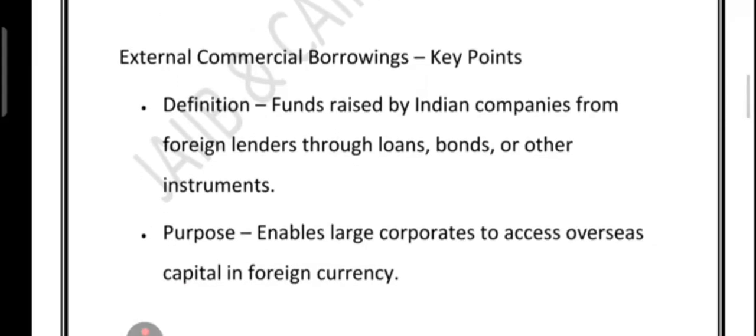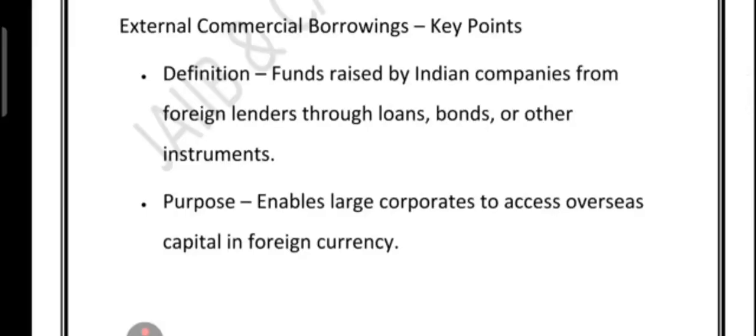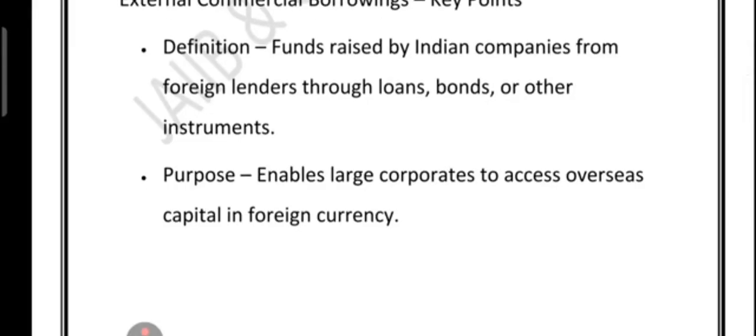That is called external commercial borrowing. It means when an Indian company borrows money from a foreign lender, right? So why do companies do this? Why do companies engage in ECB? Basically, they engage mainly to access a large amount of money in foreign currency. This is especially helpful for big corporates who need funds for long-term projects, right?